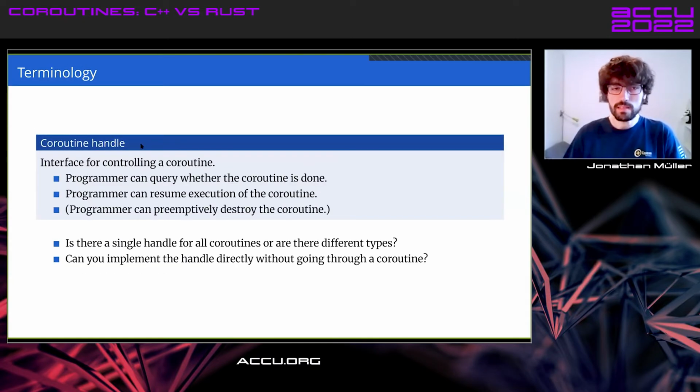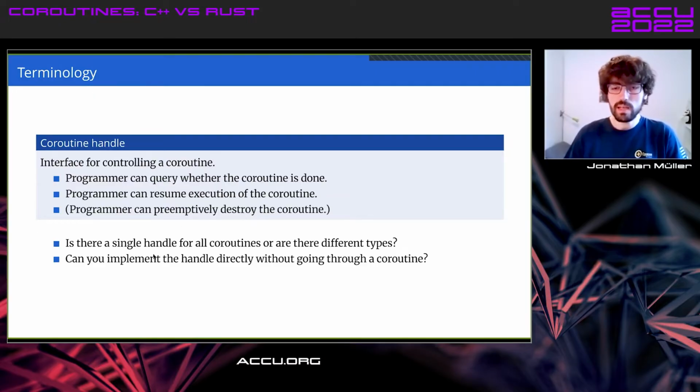The coroutine handle is the interface that is used to control the coroutine. So the programmer can query whether the coroutine is done. The programmer can resume execution of the coroutine if it isn't done and it is currently suspended. And potentially the programmer can also preemptively destroy the coroutine. So when the programmer doesn't want to have the coroutine running anymore, it can destroy the coroutine.